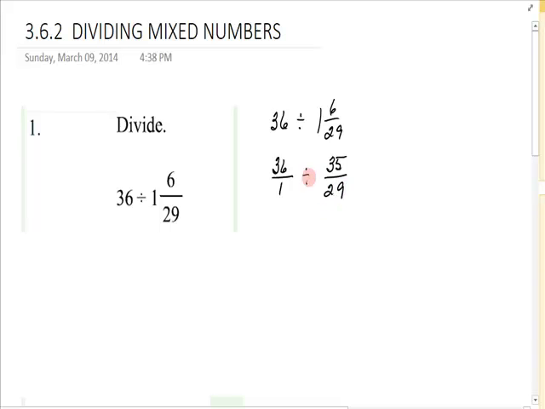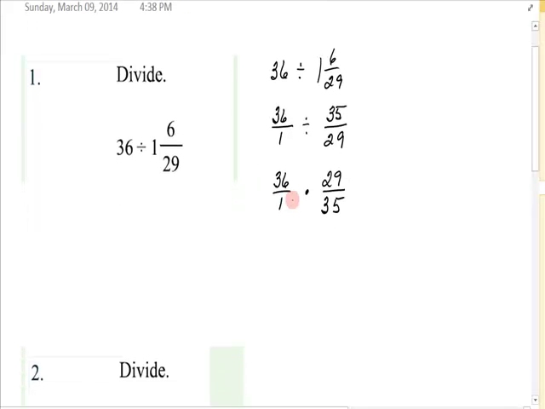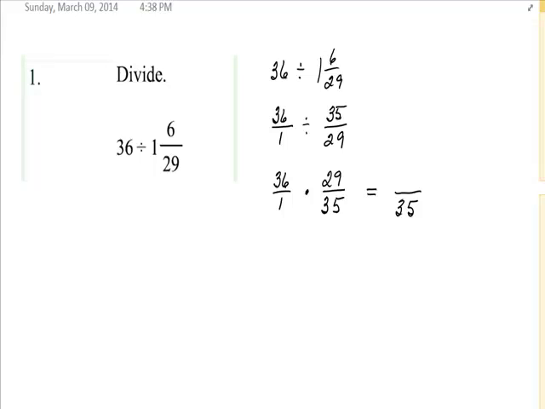Now, with division, remember, keep, change, flip. Keep 36 over 1, change to multiplication, flip or invert or use the reciprocal of the second fraction, the divisor. So I look here to see if I can reduce, I look up and down and I can't reduce anything. So the bottom, 35 times 1 is 35. That's not bad, but just like in the problem I finished in a previous lesson, I've got some large numbers to work with. I've got to multiply 36 times 29.